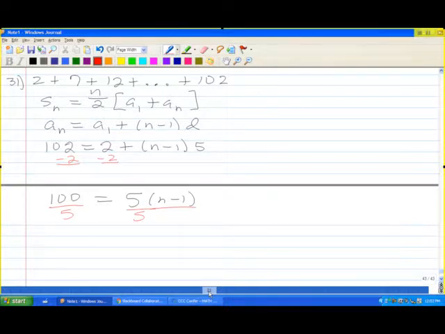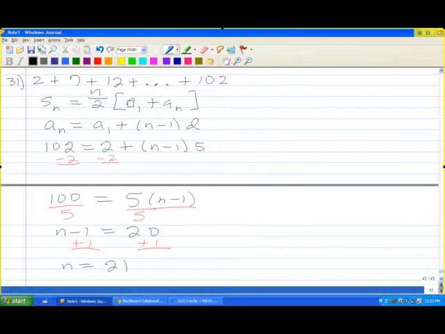Divide by 5. So n minus 1 is 20. Add 1. So n is 21. So now I can plug that in. Now I know what n is, and now I can figure out what this is.